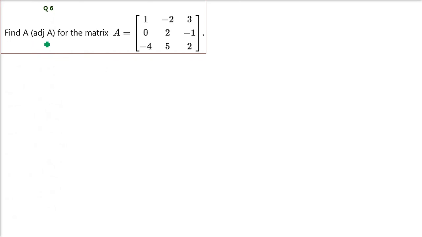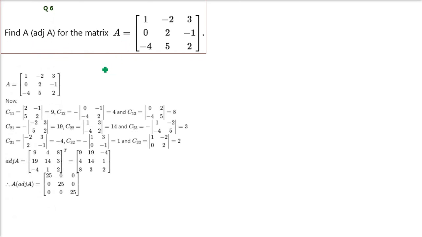Find A into adjoint A for the matrix A. This kind of question we have done already, so I'm just giving you a hint. I would encourage you to try this and look at the answer only when you have any problem in computation or calculation. Otherwise, please do it by yourself, because the more you do by yourself, the better you will be able to do in the exam, and this will be quite easy for you.